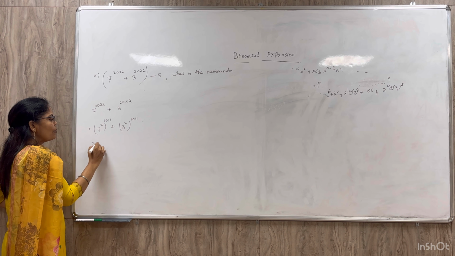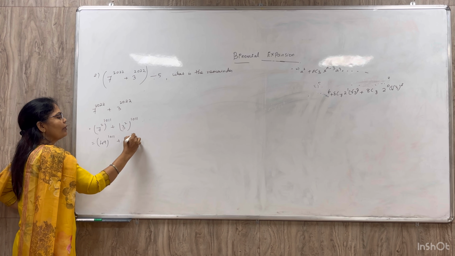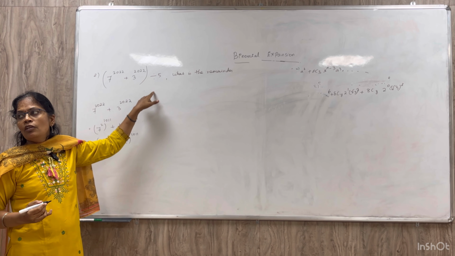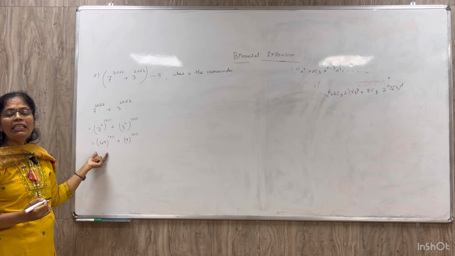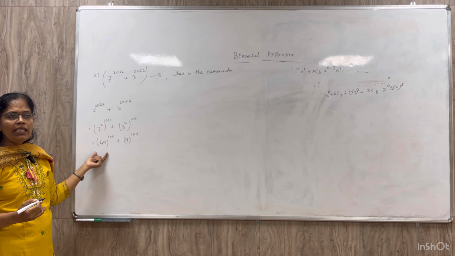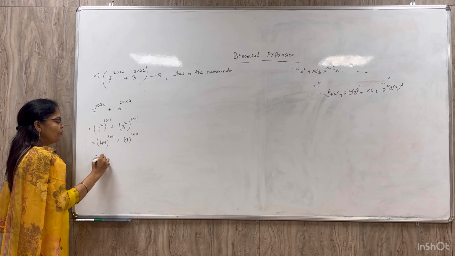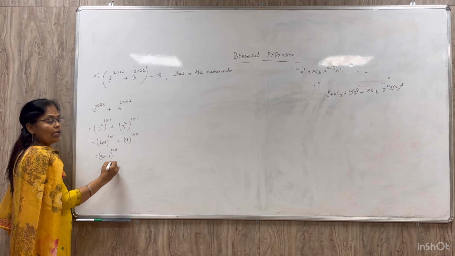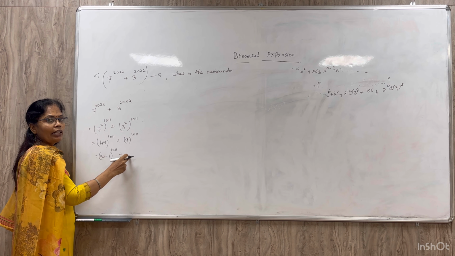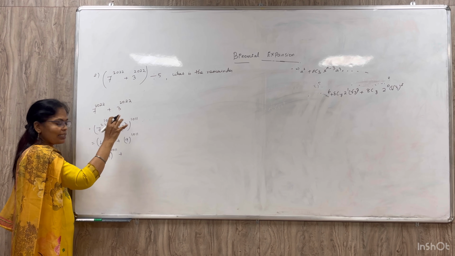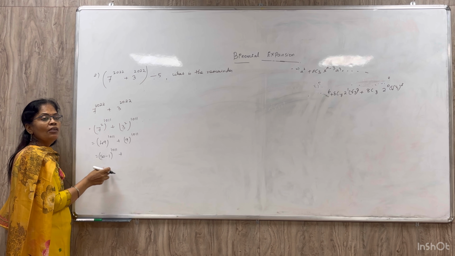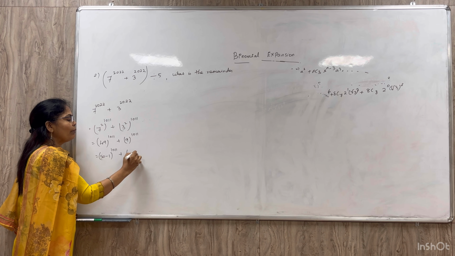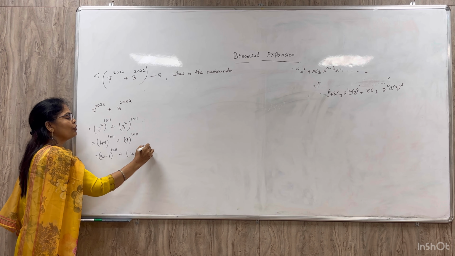Now 7 square is nothing but 49, power 1011. 3 square is 9, 9 power 1011. Because the question is divided by 5, I have to bring these terms to multiples of 5. So 49 I can write as 50 minus 1 whole to the power 1011. And the same way 9 also, because they are asking divisibility by 5. That's the reason I am using 49 as 50 minus 1 and 9 as 10 minus 1 the whole to the power 1011.